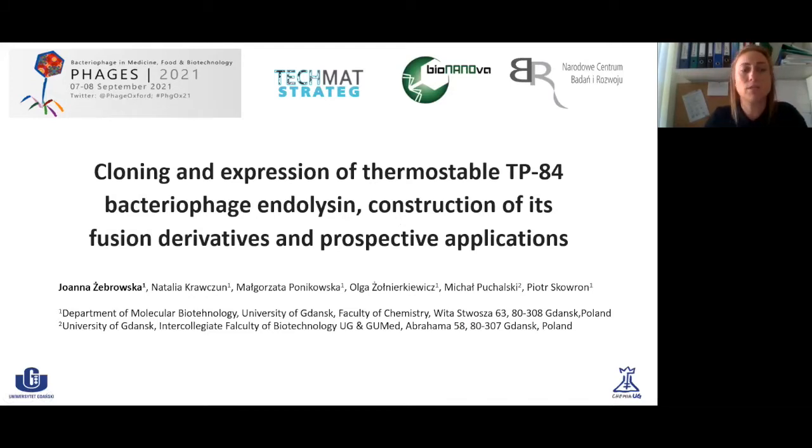Mainly, we were interested in bacteriophage TP84, and today I would like to say a few words about cloning and expression of thermostable TP84 bacteriophage endolysins, and construction of its fusion derivatives and prospective application.